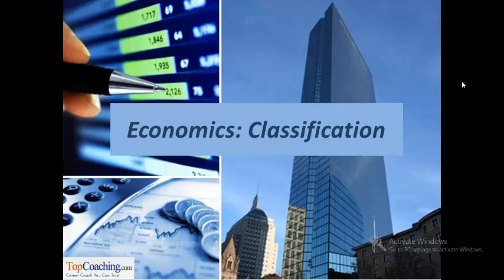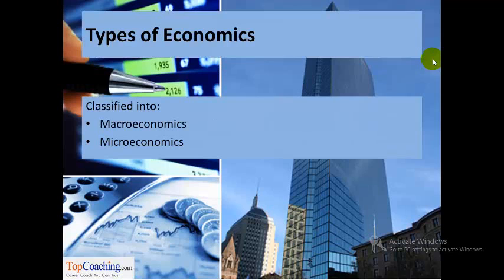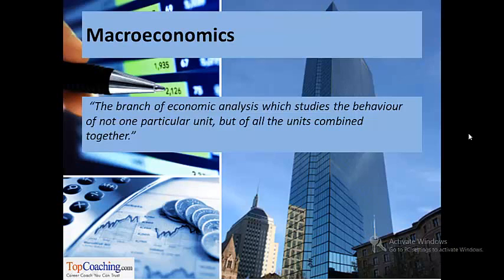So after discussing definition, nature and approach to economics, let's move on to the next section, that is the classification of economics. Economics can be classified on the basis of scope of study into two types. The first one is macroeconomics and the second is microeconomics. So let's begin with the first type, that is macroeconomics.